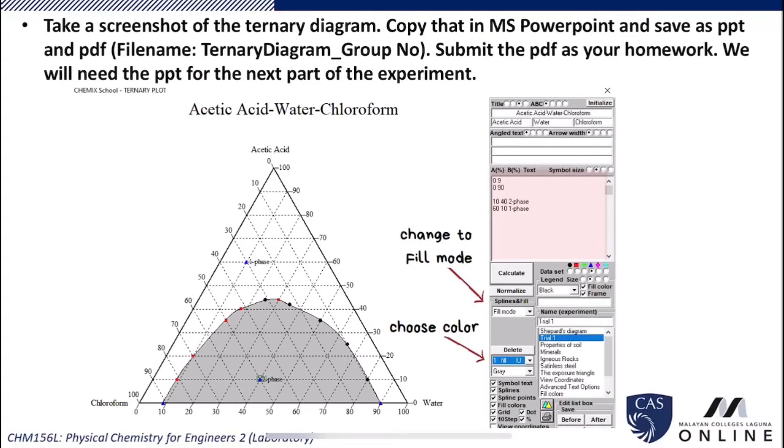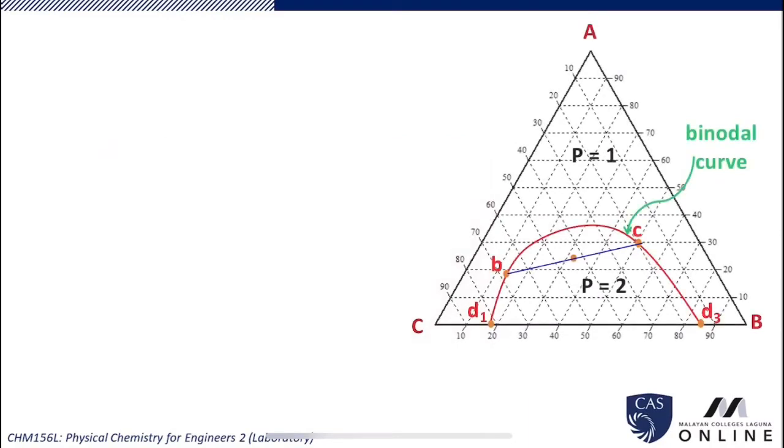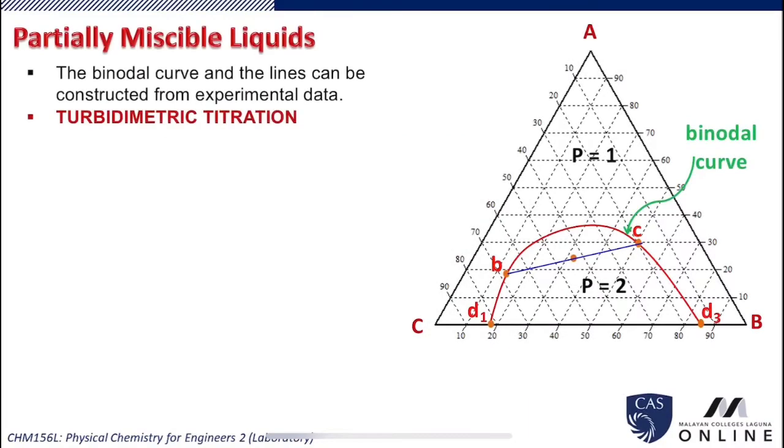Now, last week we were able to construct the binodal curve, and I asked you to save the screenshot in PPT because we're going to make use of that for this experiment. So if we're going to consider again the partially miscible liquids, we can construct the binodal curve using the experimental data. We actually made use of the turbidimetric titration. When I say turbidimetric titration, the sign of the endpoint would be the sign of turbidity.